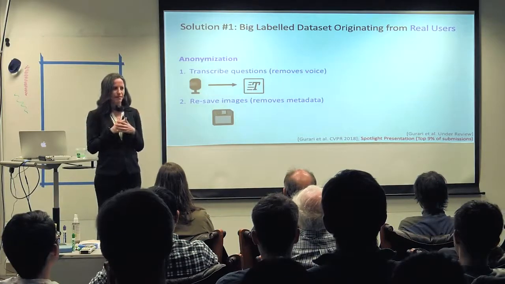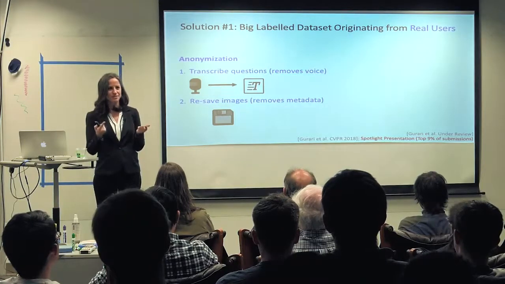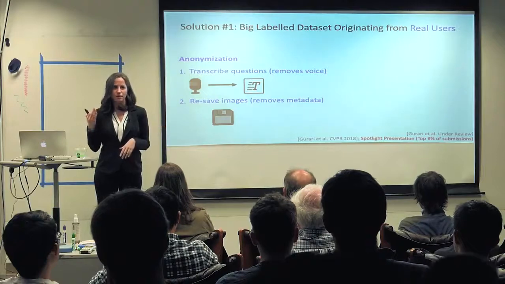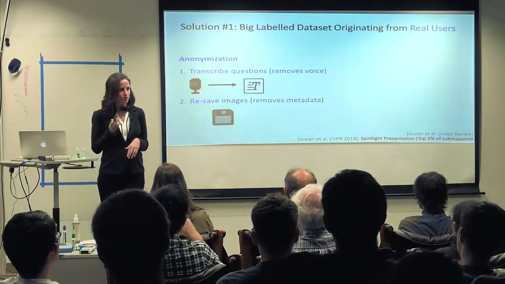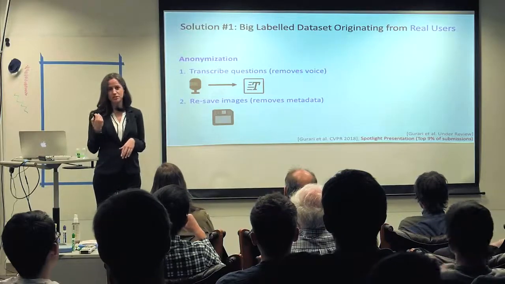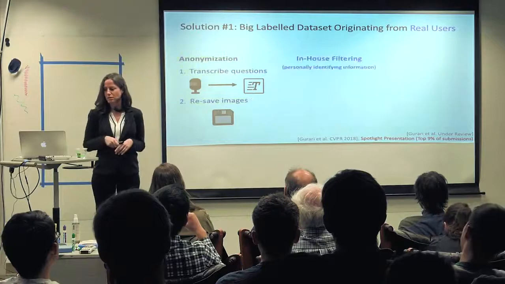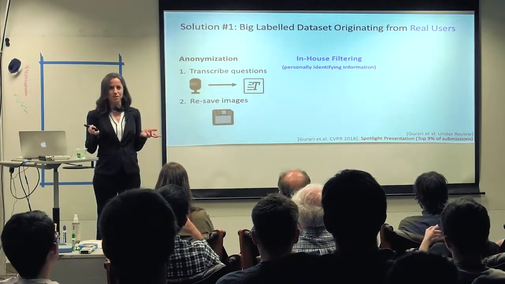In making the data set, again, this data comes from real users. We had a lot of extra steps that we had to do to make sure that we could publicly share that. This included anonymizing the data by transcribing questions to remove voices, resaving images to remove metadata such as people's locations, filtering out any sort of personally identifiable information.